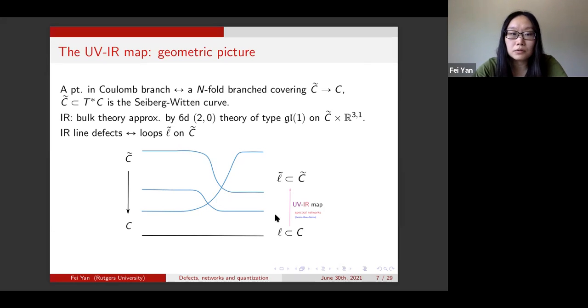As we said, the UV line corresponds to loops l downstairs in C, and the infrared lines correspond to loops l tilde upstairs on C tilde. So from this geometric point of view, this UV-IR map can be understood as a procedure which takes a loop l downstairs and uplifts it to loops l tilde upstairs. Pretty soon, I will describe how to quantize this geometric picture.